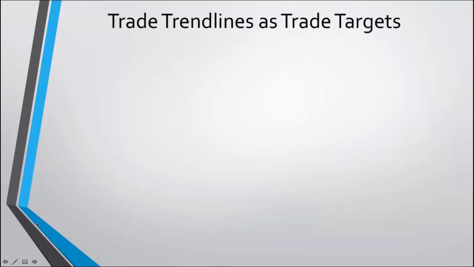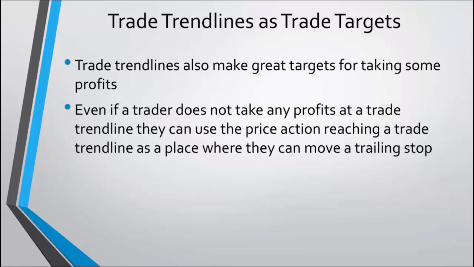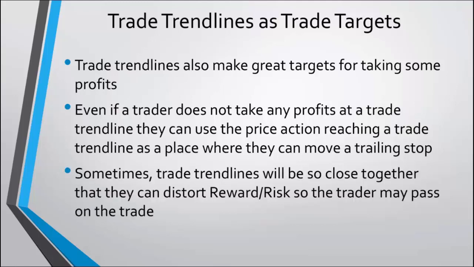So to continue with targets, we can also use these trade trend lines as trade targets. Trade trend lines also make great targets for taking some profits or even moving the stop. So even if a trader does not take profits at a trade trend line, they can use price action reaching a trade trend line as a place where they can move a trailing stop.